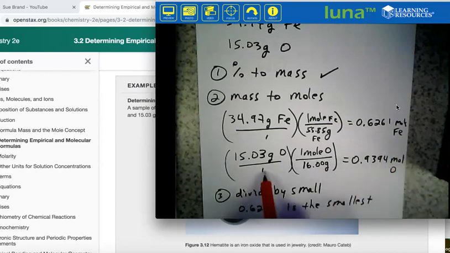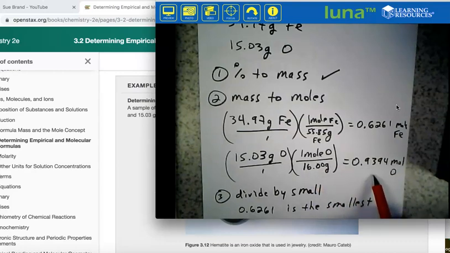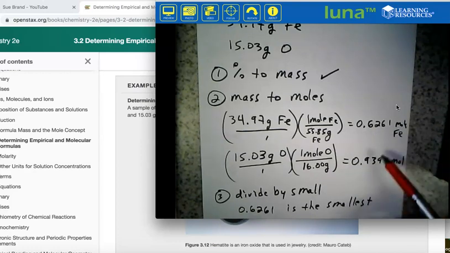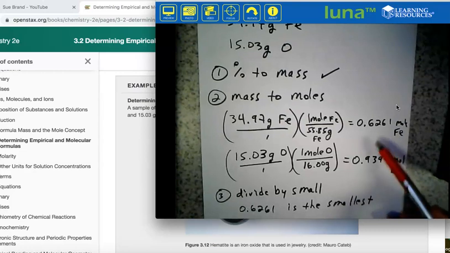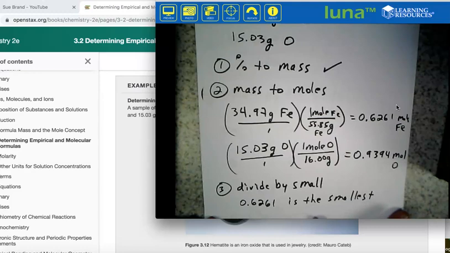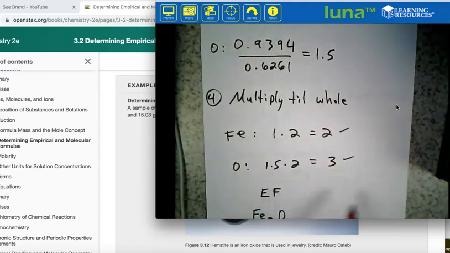Then we use the same process for oxygen. The mass of oxygen that they gave us, we're dividing it by the average atomic mass of oxygen, which is 16, and then we get the number of moles. So percent to mass, mass to moles, and divide by small. We're going to divide by the smallest number here, so that's 0.6261. That's what I have here. 0.6261 is the smallest.